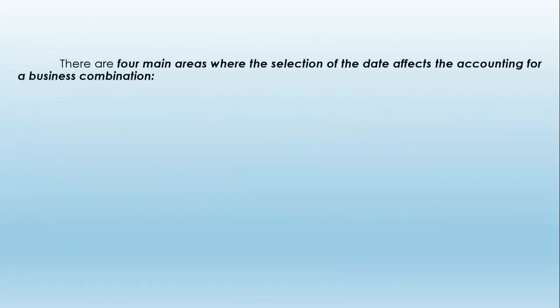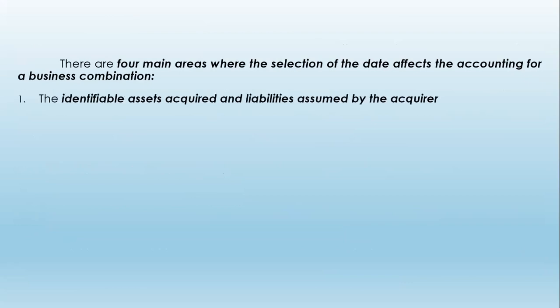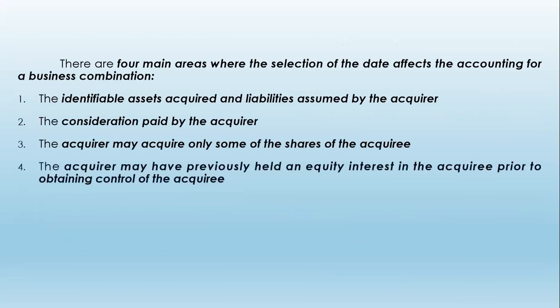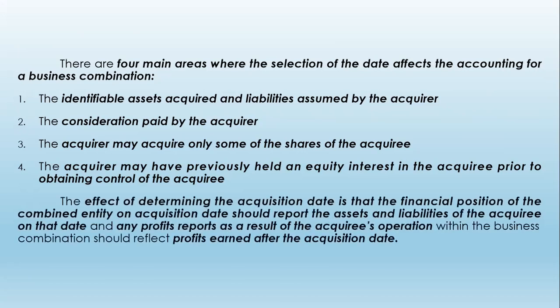There are four main areas where the selection of the date affects the accounting for business combination. One, identifiable assets acquired and liabilities assumed by the acquirer. Two, the consideration paid by the acquirer. Three, the acquirer may acquire only some of the shares of the acquiree. Four, the acquirer may have previously held an equity interest in the acquiree prior to obtaining control of the acquiree.